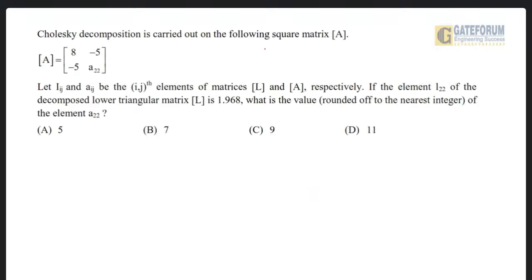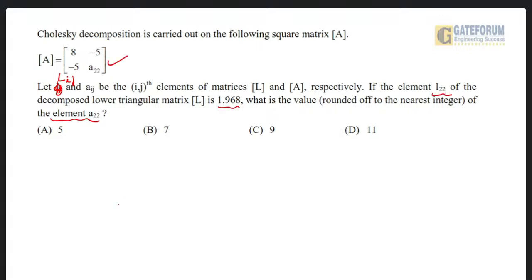The question is, Cholesky decomposition is carried out on the following square matrix A. A is equal to 8, minus 5, minus 5, a22. Let Lij and Aij be the ijth elements of L and A, respectively. This is capital L, Lij. If the element L22 of the decomposed lower triangular matrix L is 1.968, what is the value of element a22? So this is L22 given. This is the key point, A matrix.